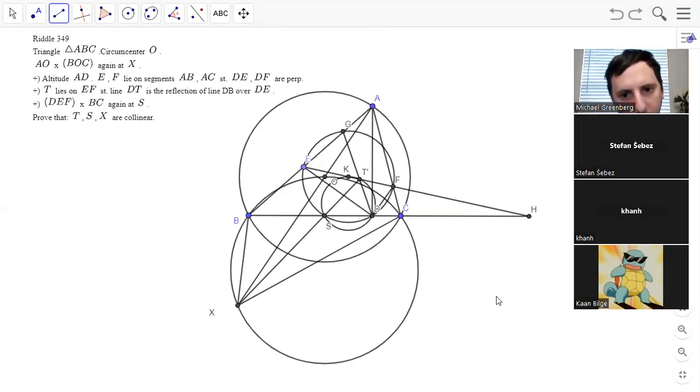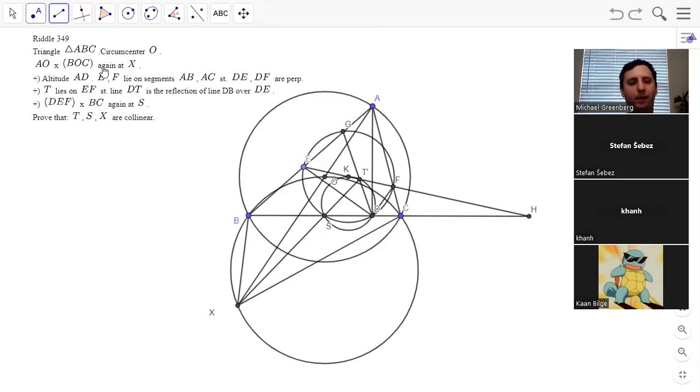Oh, so wait, does that mean that some of these are harmonic? Because we want to show HF times HE is HK prime times HT. So that means we want to show HF, T prime, and E are harmonic. I think that's what you were saying, right? Yeah, you can explain it that way. But wait, we know that those are harmonic.